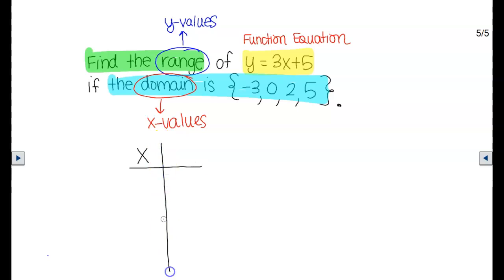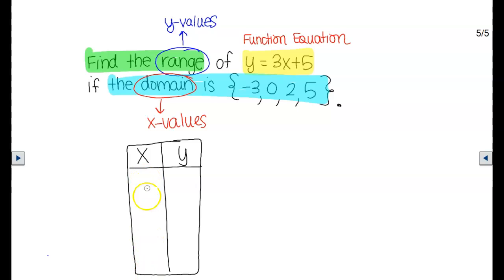They still want me to make a function table. And in a function table, I know I need numbers to put over here for x. Well, they've given them to me. They said the domain is, the x's are -3, 0, 2, and 5. So they're telling me they want me to put -3 as an x, 0 as an x, 2 as an x, and 5 as an x. So domain is x. They have given me the numbers to put in for x. And then they said find the range, find the y value, so they want me to fill in this column.